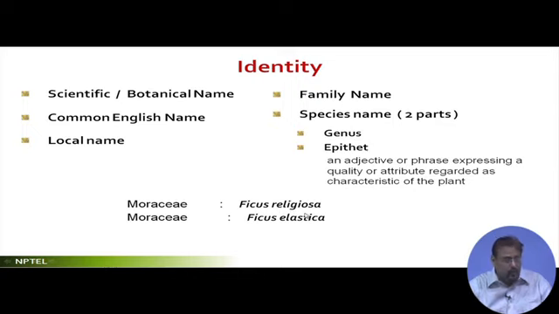You know how it gets generated. The first part is generated from the genus. The second part is representing one of the characteristics or speciality of this particular tree. Religiosa is religion, connected with religion, and peepal tree is a kind of fig tree which is worshipped.